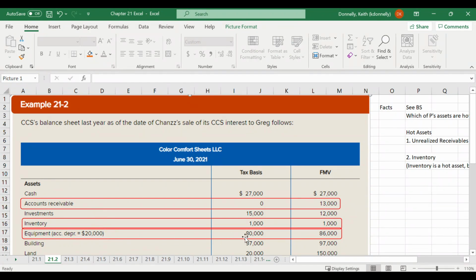The reason being is if we were to sell this equipment, we would have depreciation recapture based on that difference there that would generate ordinary income. So we're basically just looking at things on the balance sheet that would generate ordinary income.